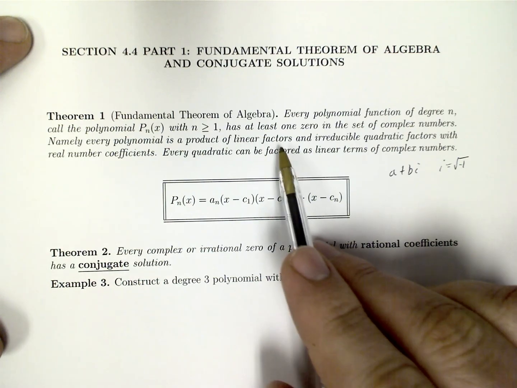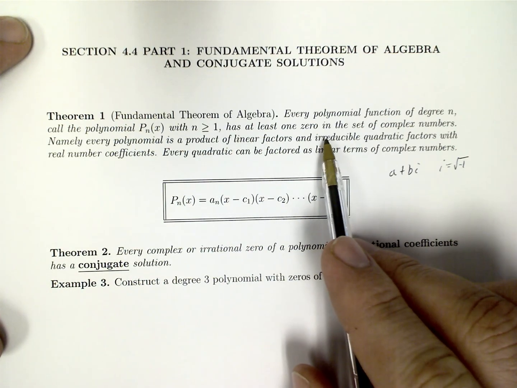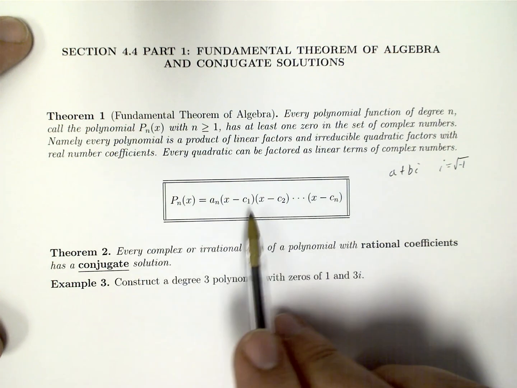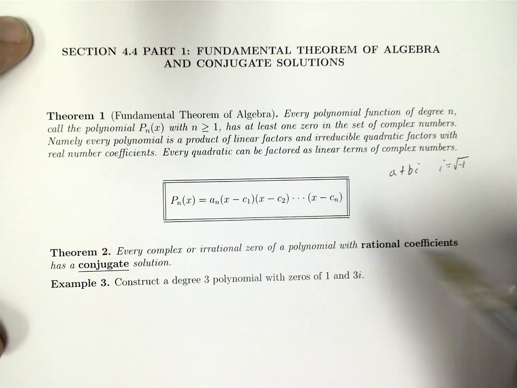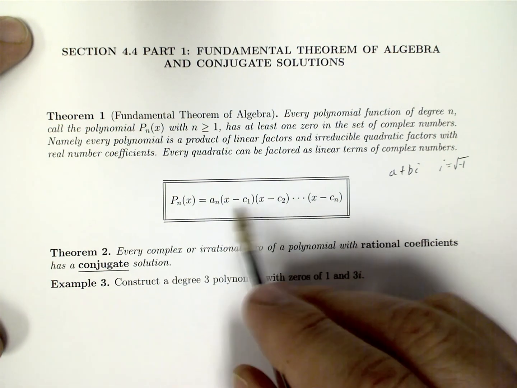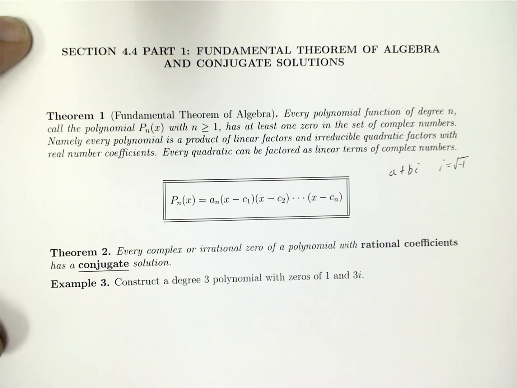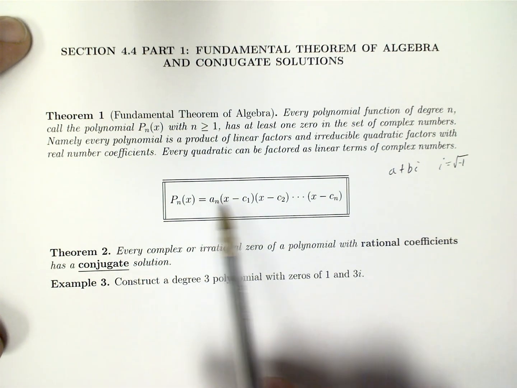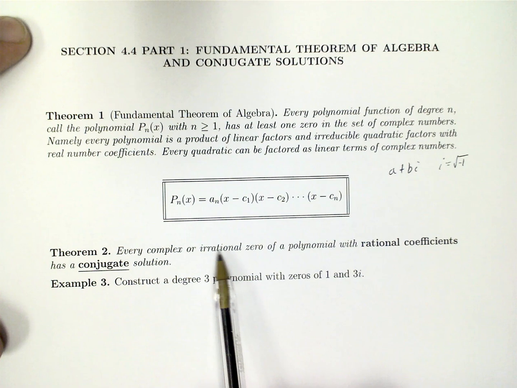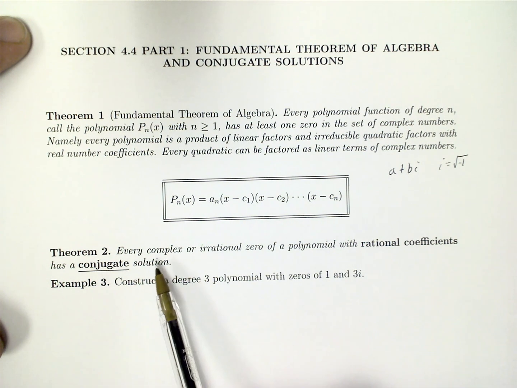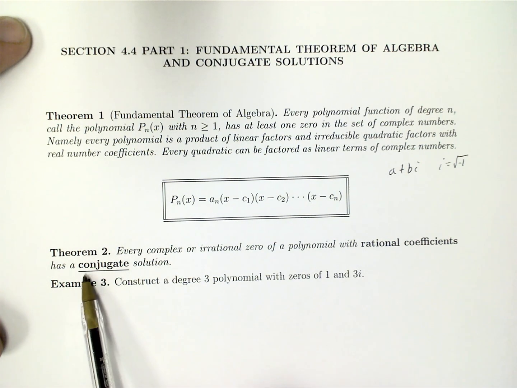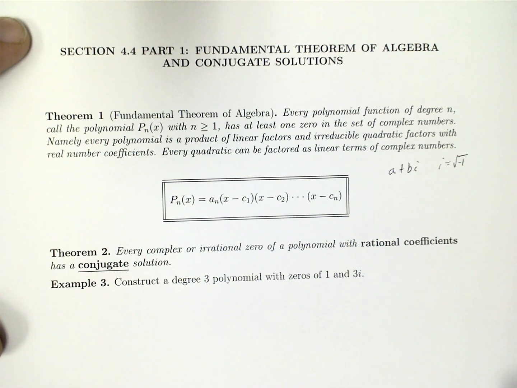Or we can say that it is a product of linear factors and irreducible factors, with those coefficients being in the real numbers. So it may not necessarily be written as all linear factors if we don't want to have these imaginary solutions. As it turns out, if you have complex or irrational zeros, you will always have an accompanying conjugate solution.